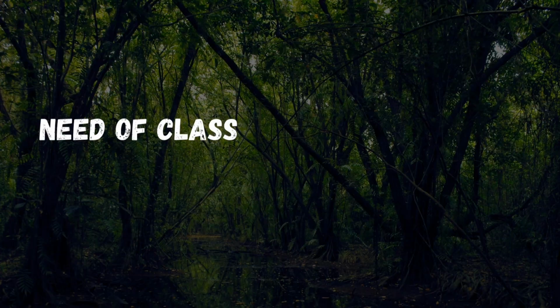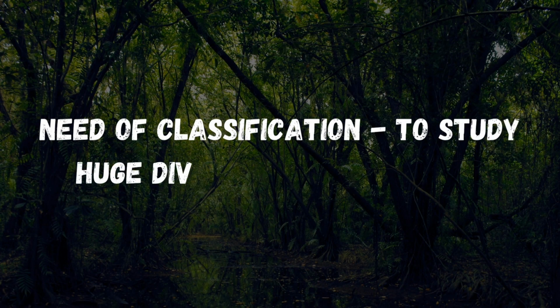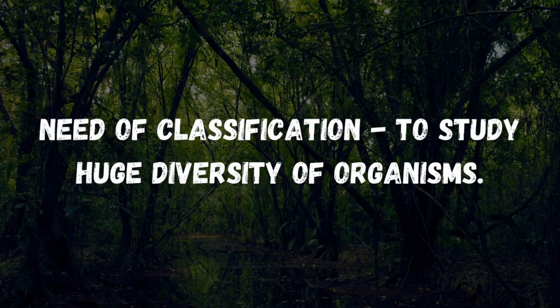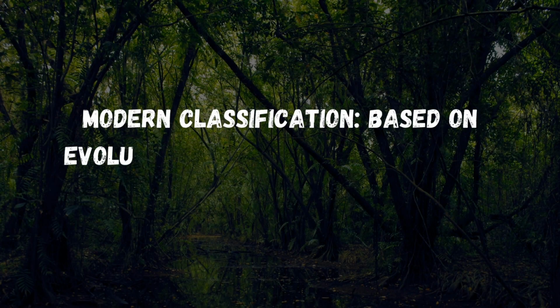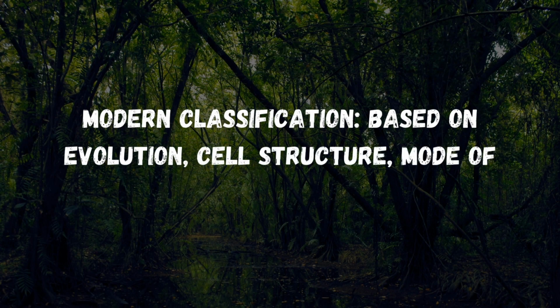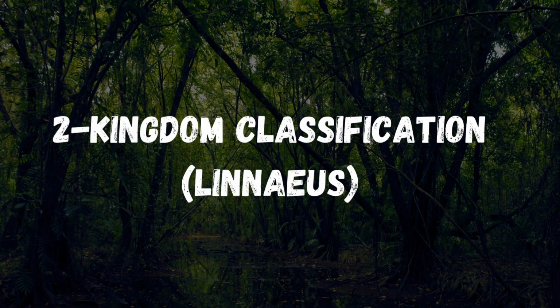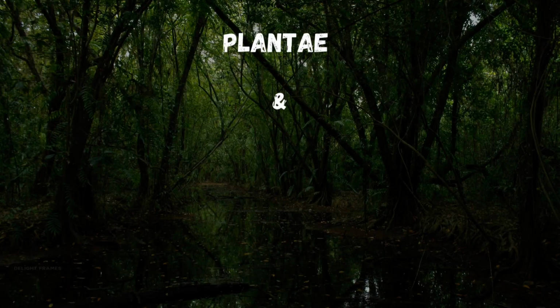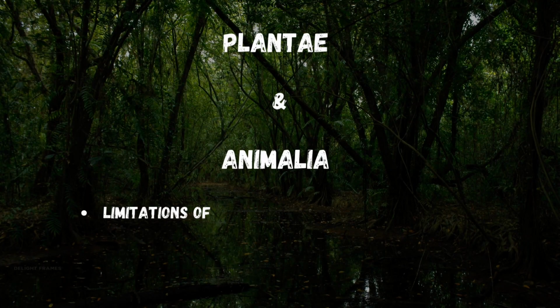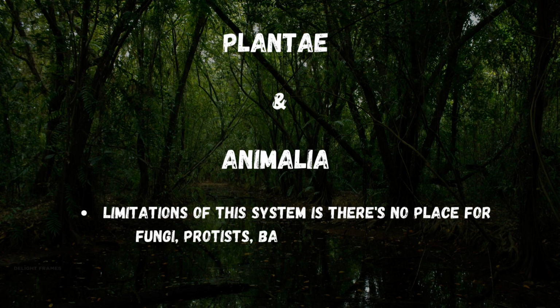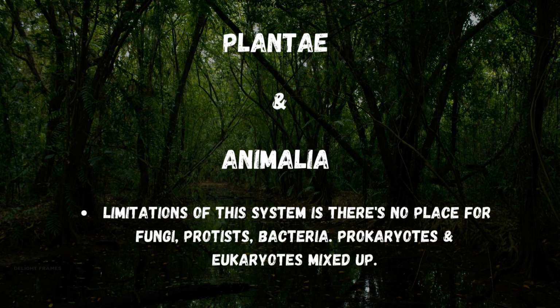The need for classification arises to study the huge diversity of organisms found on Earth. Modern classification is based on evolution, cell structure, mode of nutrition, and genetics. The two-kingdom classification proposed by Linnaeus divided all living organisms into Plantae and Animalia. The limitation of this system is that there is no place for fungi, protists, and bacteria, and prokaryotes and eukaryotes are mixed up.